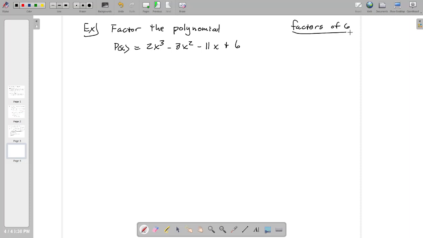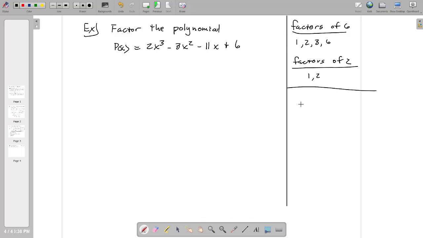Factors of 6 are 1, 2, 3, and 6. And the factors of 2 are 1 and 2. So the possible zeros that we can have will be plus or minus 1 divided by 1, which is just 1, 1 divided by 2, plus or minus 2 divided by 1, which is just 2, plus or minus 2 divided by 2. Now remember, 2 divided by 2 is the same thing as 1, which we've already listed, so we don't need to list it again.